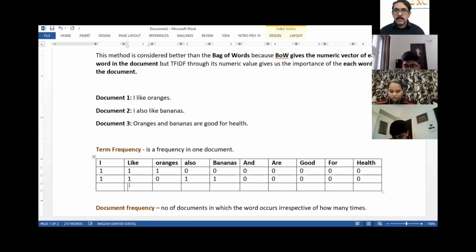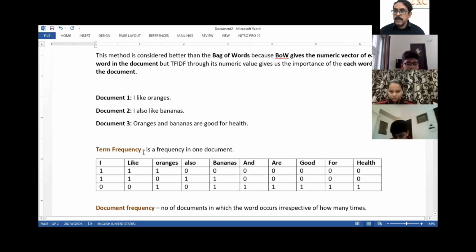Next is "oranges and bananas are good for health." So let me take it. We have oranges 1, bananas 1, and, are, good, for, health each 1, and the rest remaining are 0. So this first part has been done. I hope this is clear.